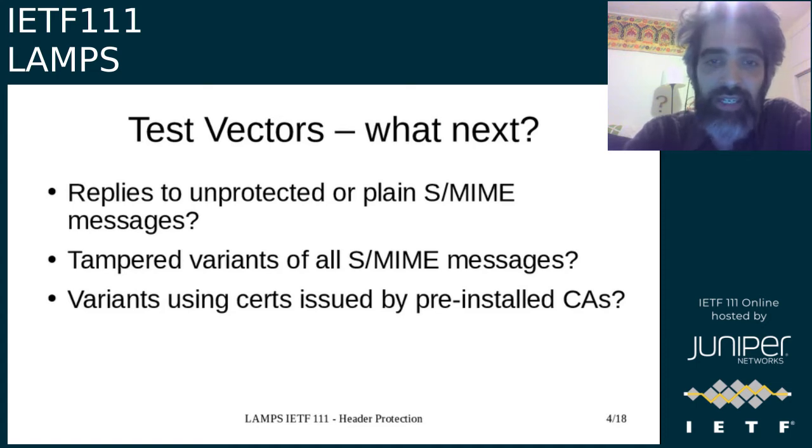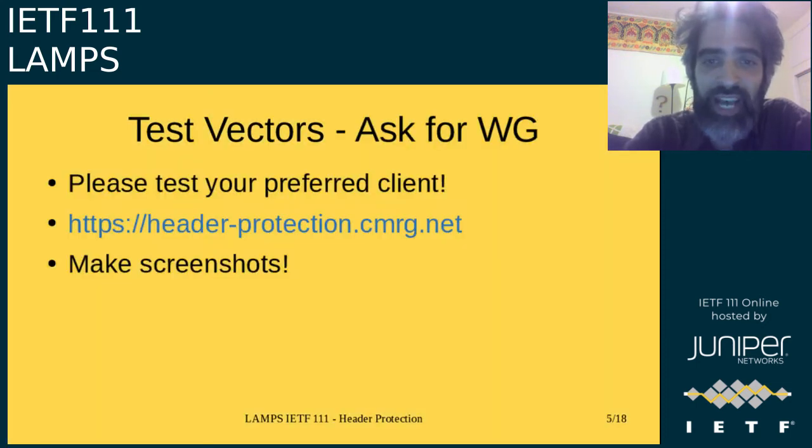Next slide, sorry. So this is the ask for the working group. Have people here in the working group tested their clients against these test vectors? If you haven't, please check it out. There's a link there. There's a bunch of different ways you can get these test vectors. You don't have to extract them from the draft yourself. There's an IMAP folder. There's an MBox you could download. There's a Maildir you can download. You can download the individual EML files if you like. We want you to test your client and make screenshots.